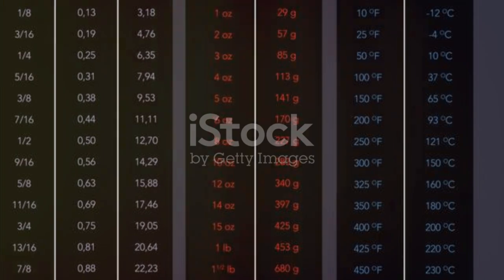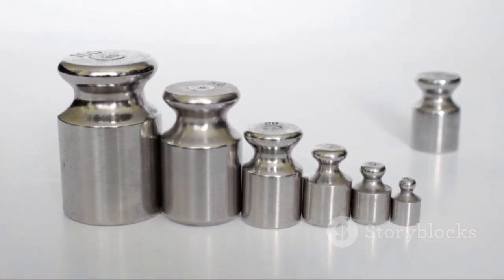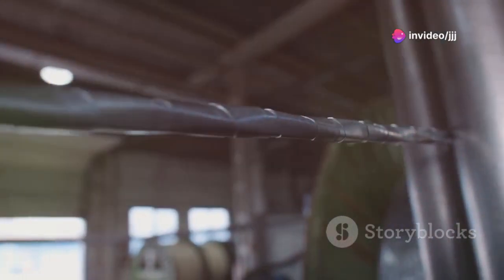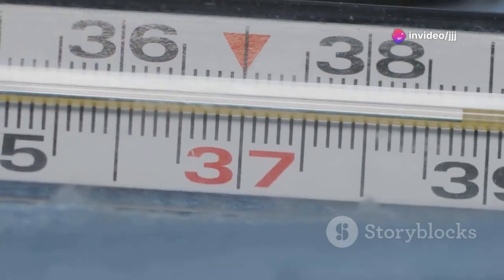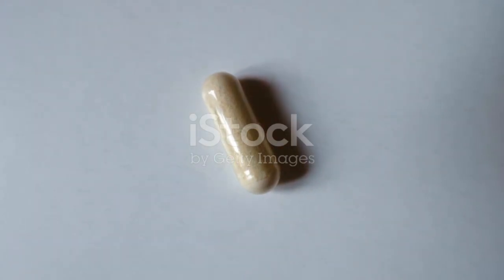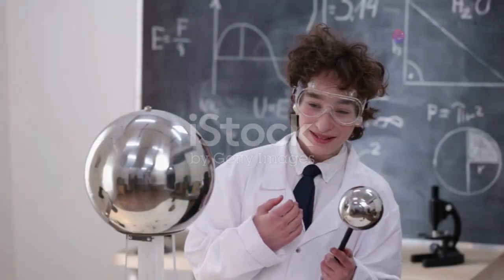The SI system is based on 7 fundamental units: meter, the unit of length; kilogram, the unit of mass; second, the unit of time; ampere, the unit of electric current; Kelvin, the unit of thermodynamic temperature; mole, the unit of amount of substance; candela, the unit of luminous intensity. These 7 fundamental units form the foundation of the SI system.